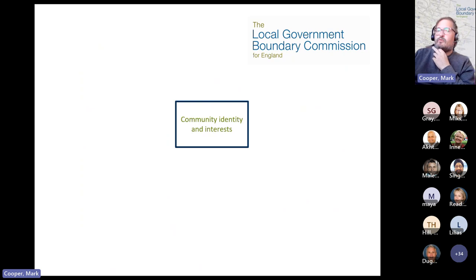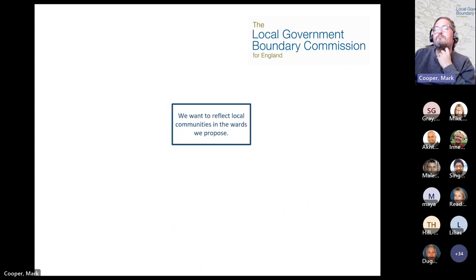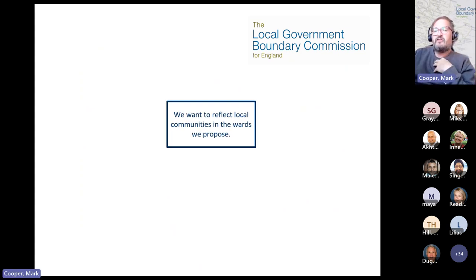2029. So moving on to the second criteria of community identities and interests. As I mentioned, it's just as important to the Commission in proposing new wards to reflect local communities. It's obvious to the Commission that you, as local residents and local representatives, know your area far better than we do. And so we're relying on you to tell us about the shape of local communities and how they should be reflected within a warding pattern.